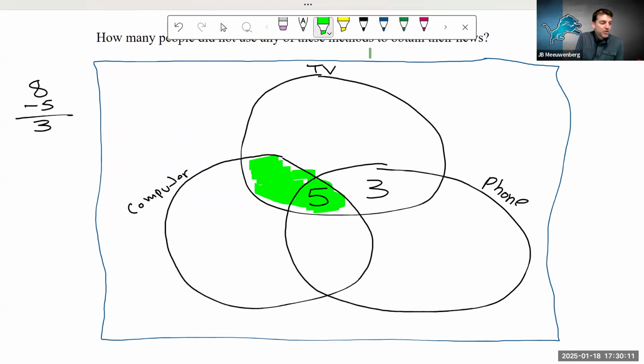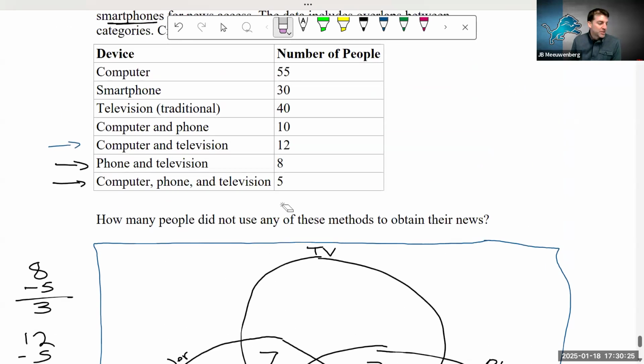Computer and television. Make sure I'm looking at the right section. It has 12 people. 5 of them are already accounted for, which leaves me 7 over here in that section. Okay. So we've got those 3. We're working our way up.